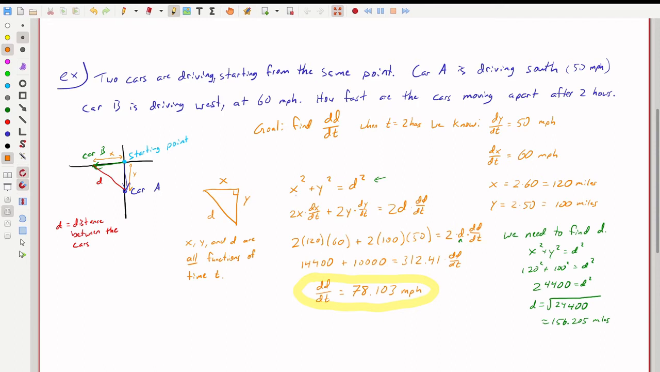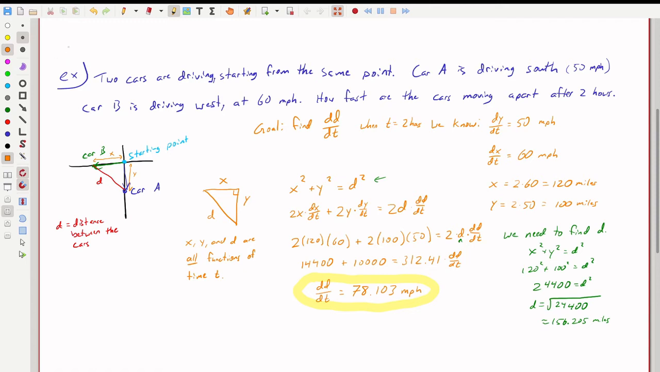So it's really important that anything that changes over time stays a variable until after you differentiate, and then you can plug in. Now we had to go back and find a value for d, so we went back to the original equation and solved for it. But we didn't use that as a fixed number when we differentiated. We left it as a variable when we differentiated. Okay, so that's important.